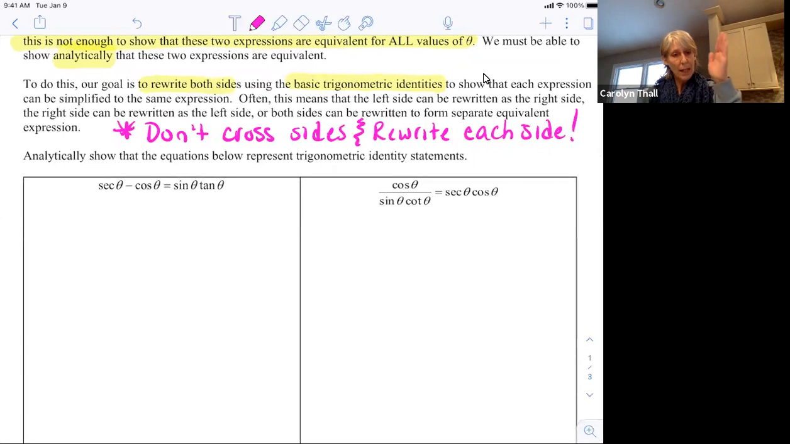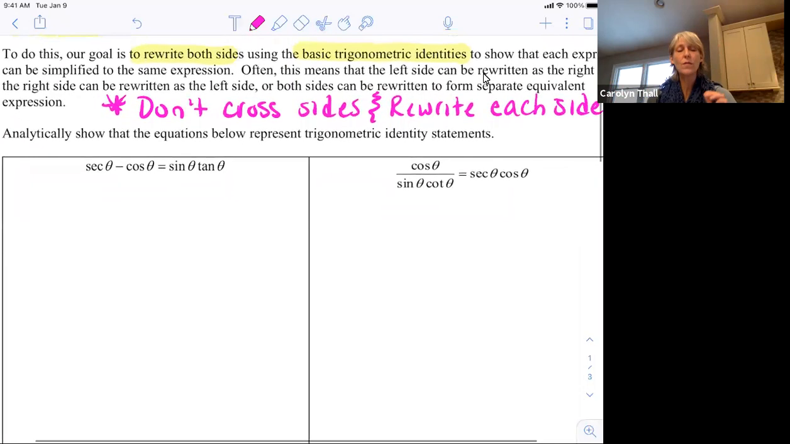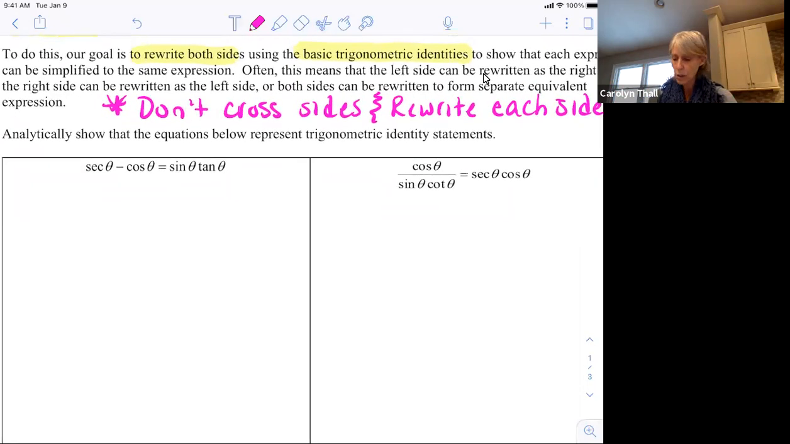So I'm going to rewrite my left side. When I see the words analytically show, the equations represent identity statements, and we're verifying that the left side equals the right side. Since both of these sides are complicated, meaning I don't have one single trig expression, I'm going to rewrite. I usually try to start with rewriting in terms of sine and cosine. That usually gets me what I need. And then I'm going to use the algebra we went over yesterday to simplify.